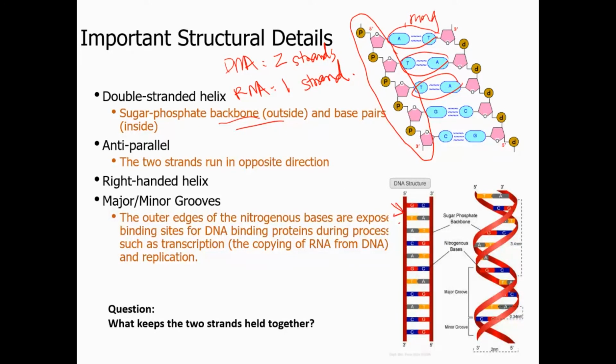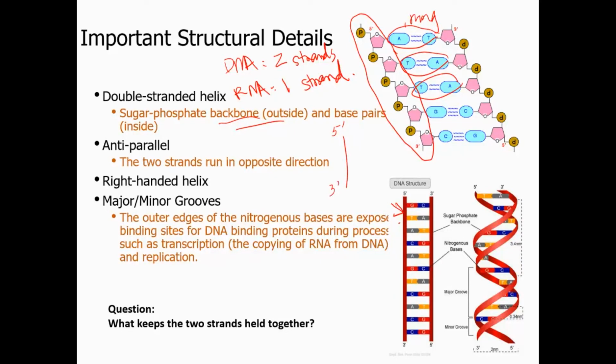The second structural detail is that the 2 strands run in opposite directions. This is very, very important, especially when we start talking about DNA replication and DNA transcription. So how do we know they run in opposite directions? We have given a direction to each strand. So one strand is going to be from 5' to 3'.